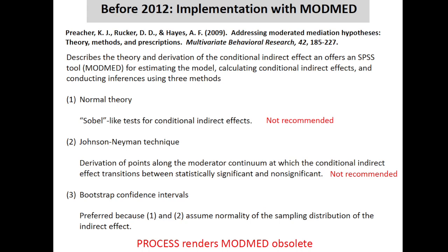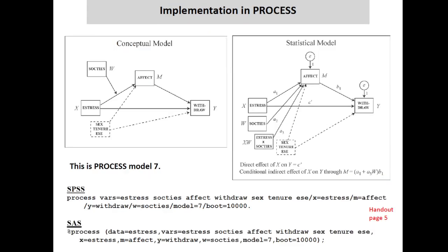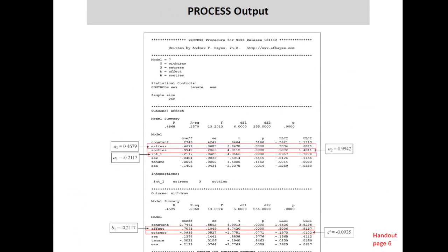But PROCESS does all the stuff that this tool that we describe in this article also does, ModMed. So ModMed isn't even useful anymore because PROCESS does everything ModMed does, except for the Johnson-Neyman stuff, which I don't recommend. So here is this model implemented in PROCESS. Here's our conceptual model, here's our statistical model, here's the code that generates the output that we've got in front of you.